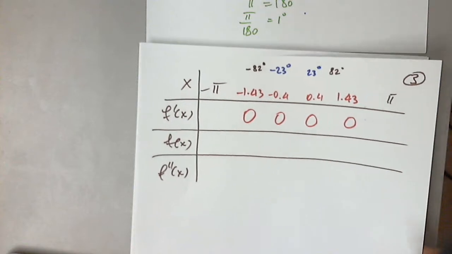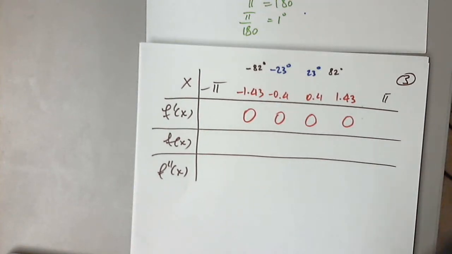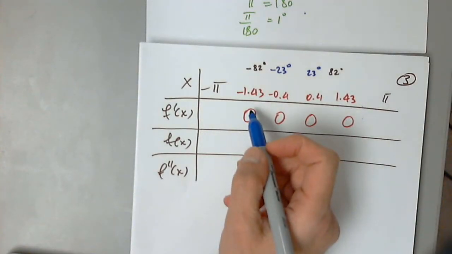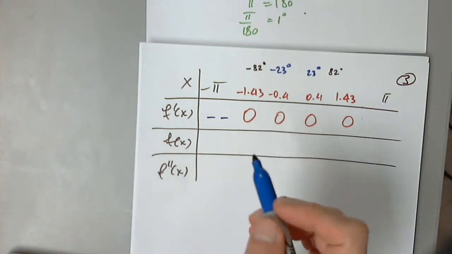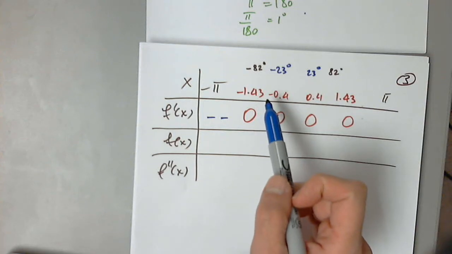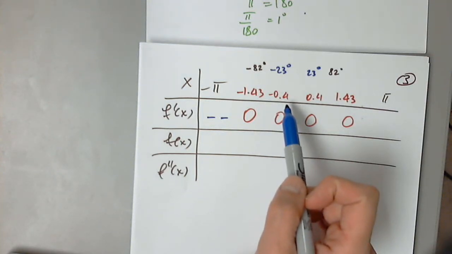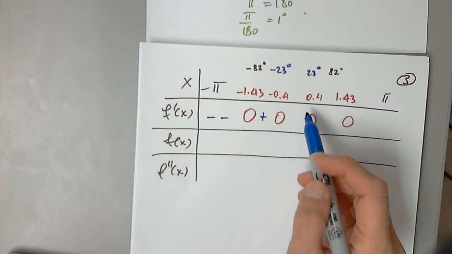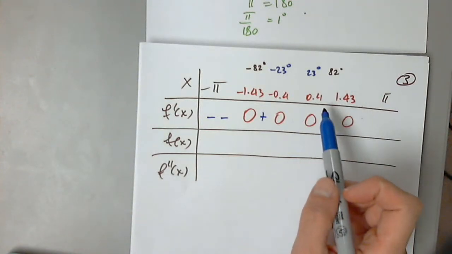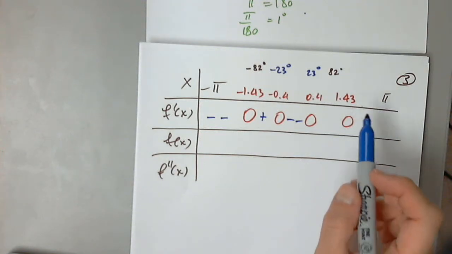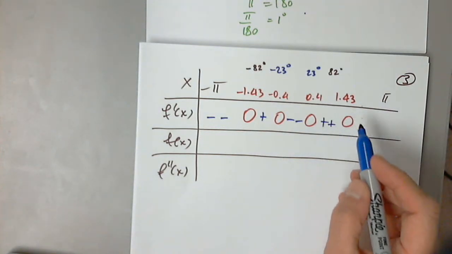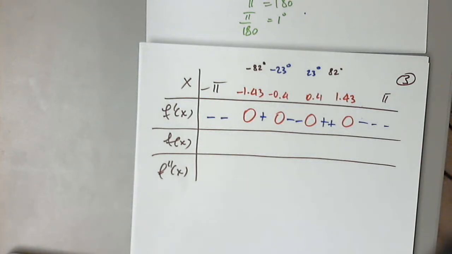Okay. So now, here's what I copied. To the left of negative 1.43, we had negative. Between negative 1.43 and negative 0.4, we had positive. Between negative 0.4 and 0.4, we had negative. Between 0.4 and 1.43, it was positive. And then outside was negative. Well, this is insane, right?